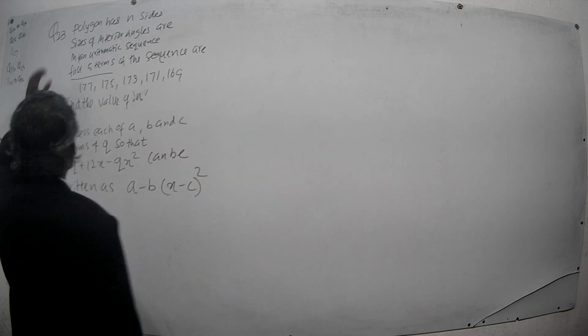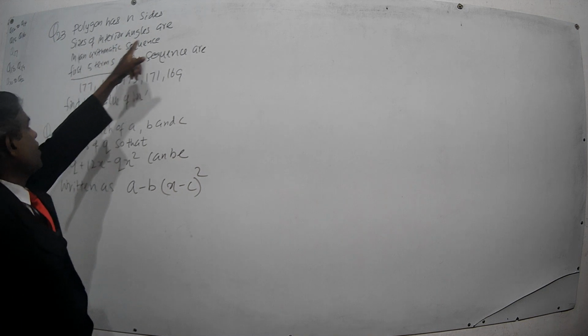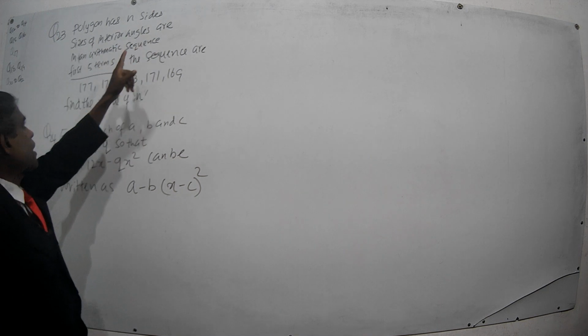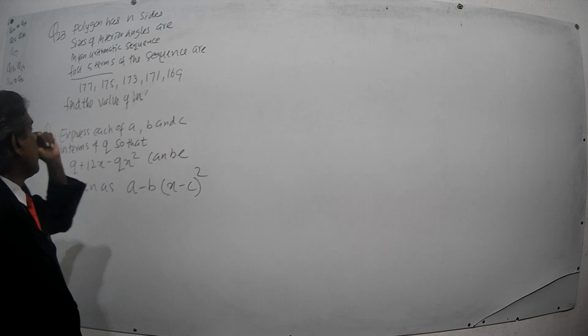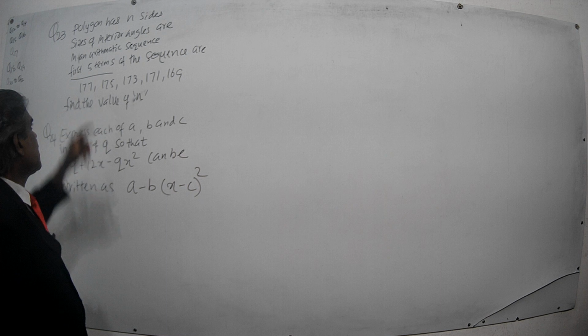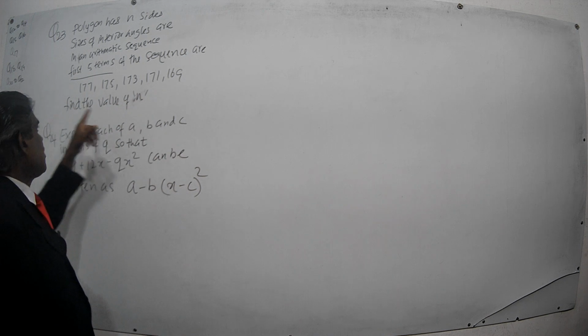Question 23. A polygon has n sides. The sizes of the interior angles are in an arithmetic sequence. The first 5 terms of the sequence are 177, 175, 173, 171, 169. Find the value of n.